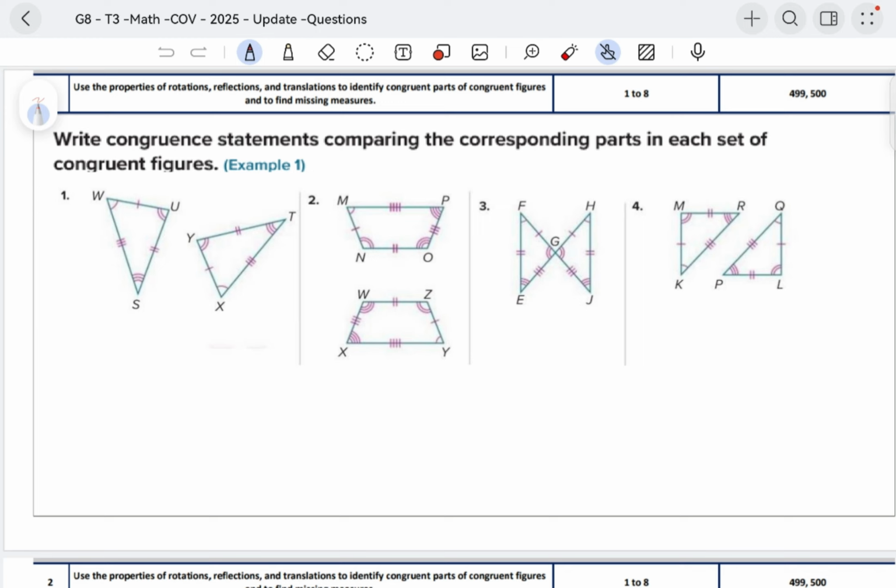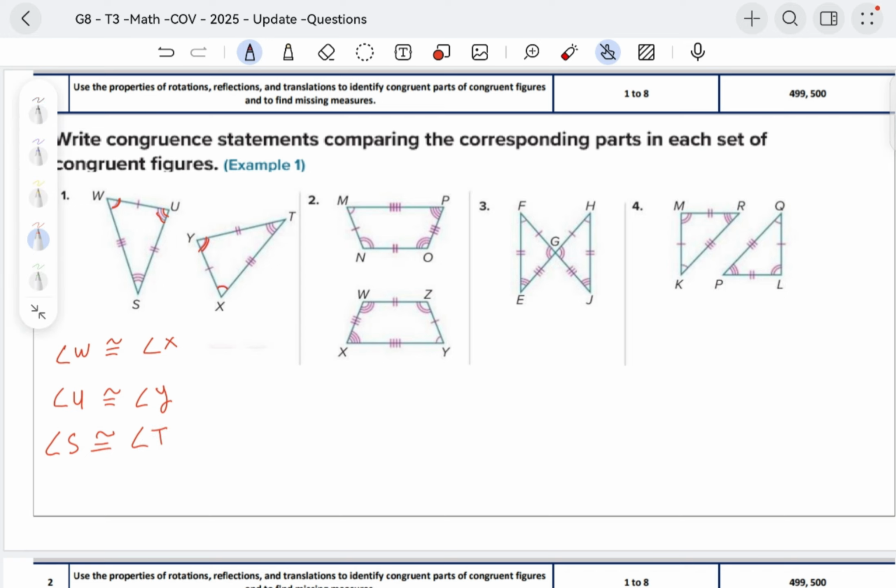Let's start with angle W, it's congruent to angle... As you can see here, we have one arrow, and if we check the other figure, the angle with one arrow is X. So angle W is congruent to angle X. Then angle U is congruent to angle Y, two arrows. Angle U is congruent to angle Y. And the last thing is angle S is congruent to angle T. This is for the angles.